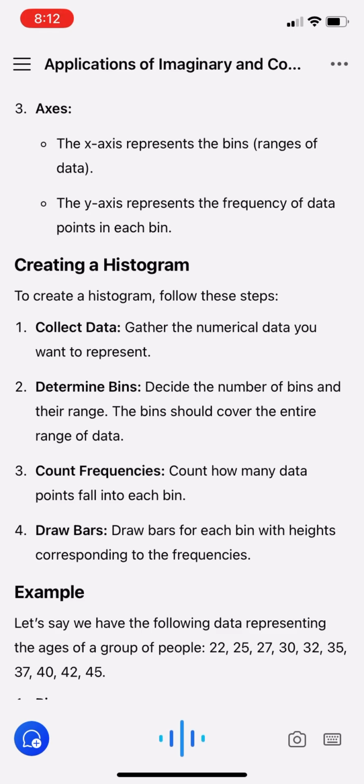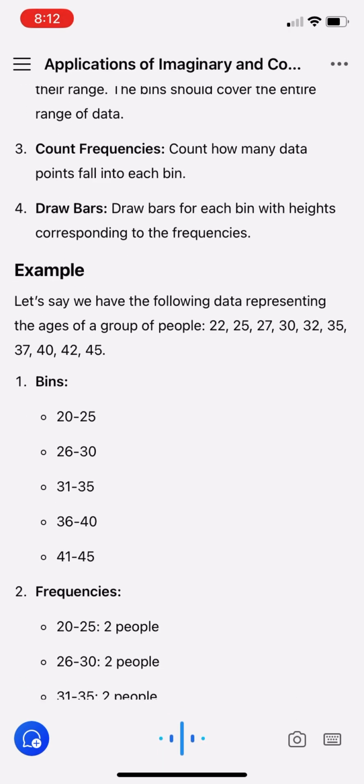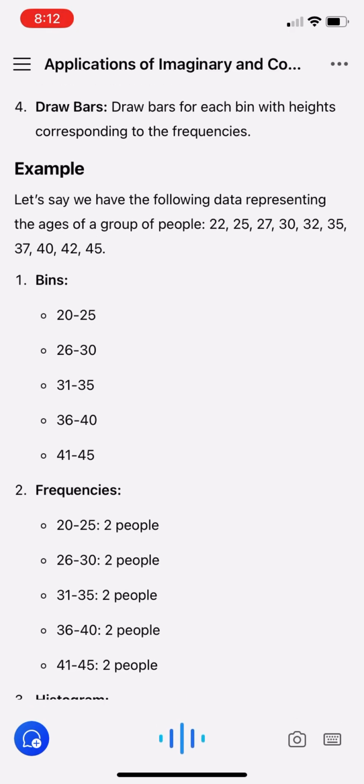Creating a histogram. To create a histogram, follow these steps. Collect data. Gather the numerical data you want to represent. Determine bins. Decide the number of bins and their range. The bins should cover the entire range of data. Count frequencies. Count how many data points fall into each bin. Draw bars. Draw bars for each bin with heights corresponding to the frequencies.